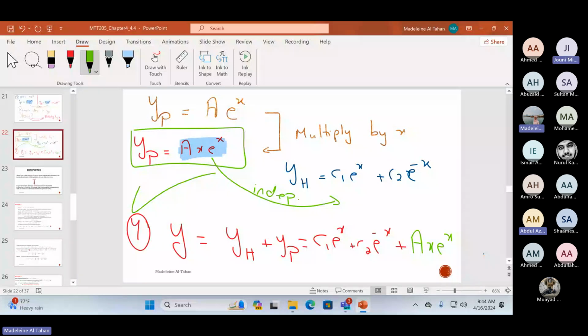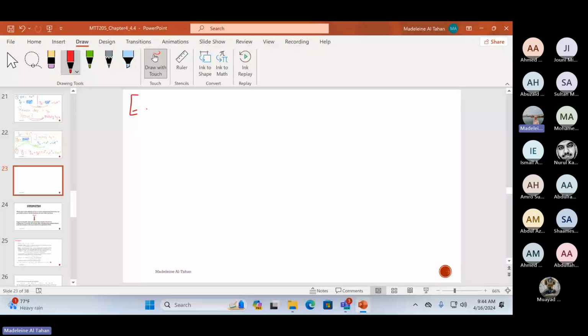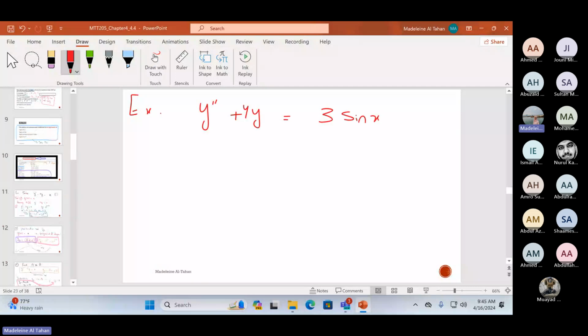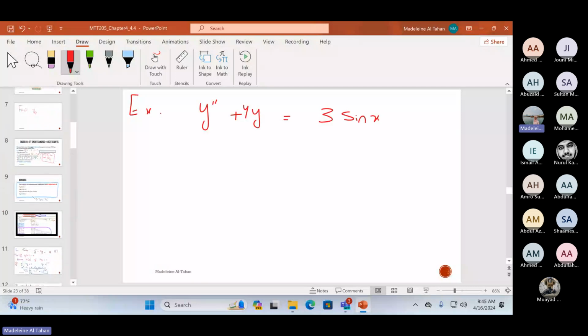Okay. So let's write this example. I will go back. y double prime plus y plus 4y equal 3 sine. Write this question and I will move to the trial solutions.